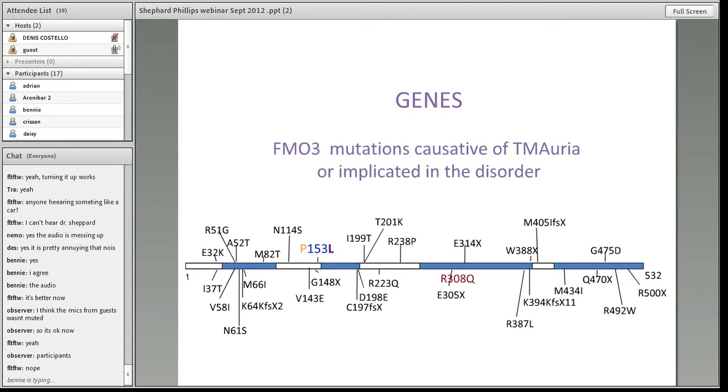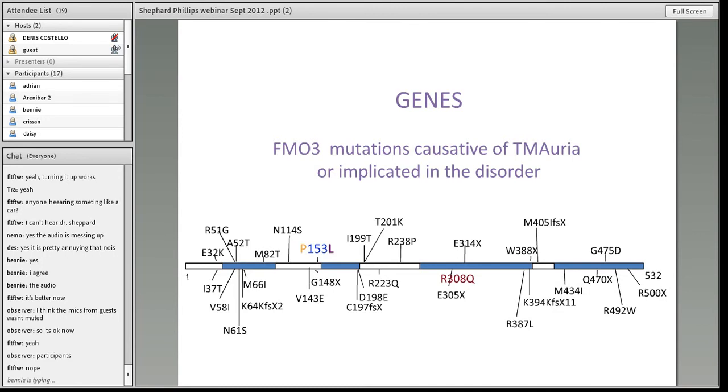If we just concentrate on the position P153L, the P is in orange and the 153 is in blue. What that means is that at amino acid 153, an amino acid called proline, P, has been changed to an amino acid called leucine, L. And that one change has caused a protein that had a function when the proline was there, but when it was changed to a leucine, now the protein has no enzymatic activity or very little enzymatic activity. And that's true for all of it.